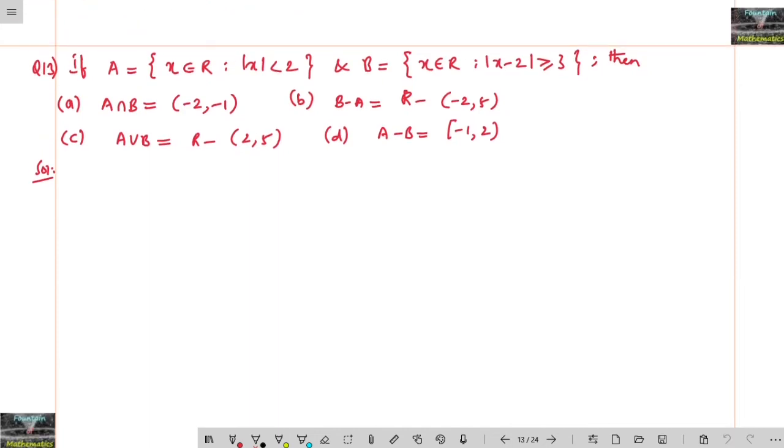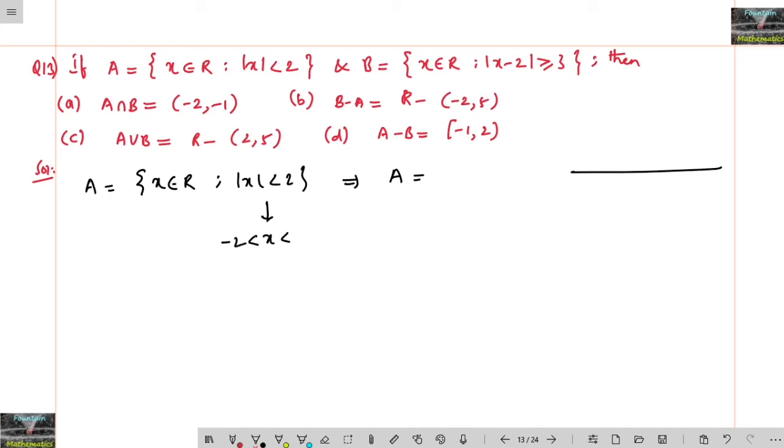If A is equal to x belongs to R such that mod x less than 2 and B is equal to x belongs to R, mod of x minus 2 greater than or equals to 3, then which of the following options are correct? So first let me consider what is given. Set A is equal to x belongs to R, mod x is less than 2. Mod x less than 2 means x lies between minus 2 and plus 2, because we had the definition mod x less than A implies minus A less than x less than A. So minus 2 less than x less than 2.